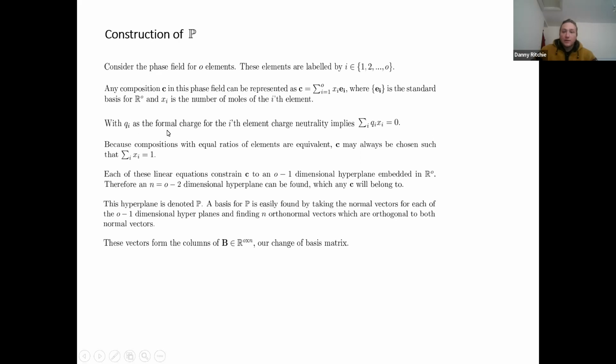With Qi as the formal charge for the ith element, as you remember, we're assuming each element has only a single ionization state, so Qi is fixed. Then the charge neutrality constraint implies that the sum of Qi xi equals 0.